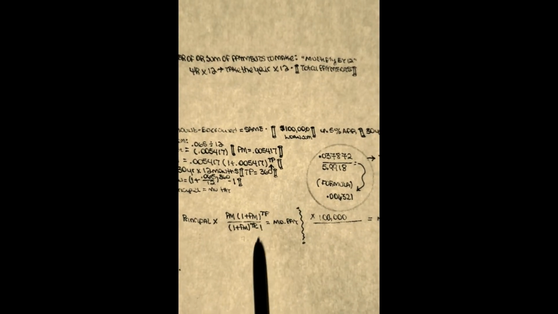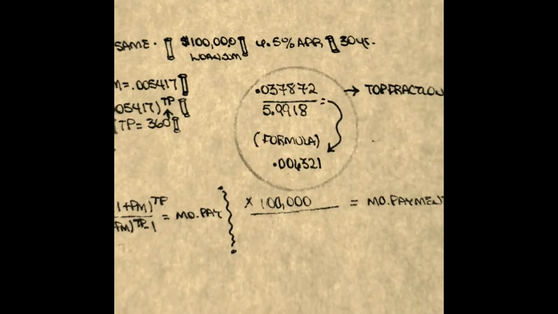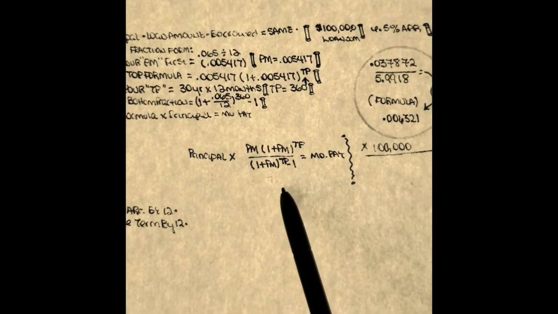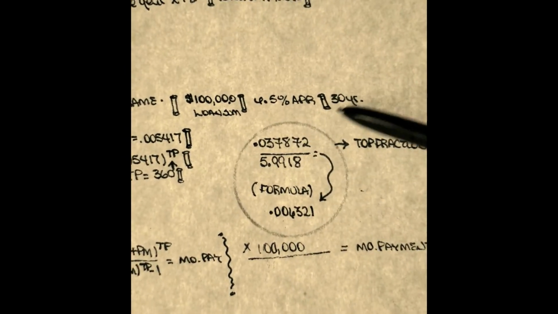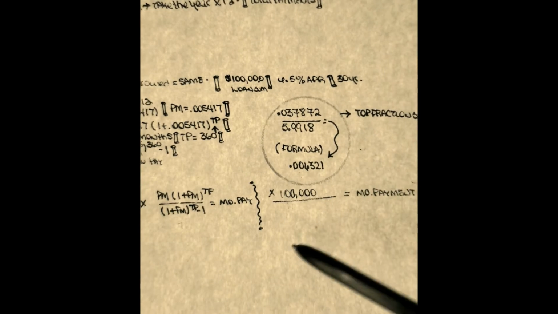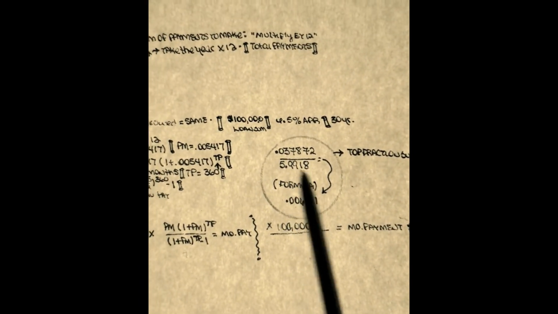Bottom half, we did the same thing. 1 plus the percentage monthly to the 360th power, because 360 payments, minus 1 equals 5.9918. Now, like I said, you have to do this formula here first. So you divide these two, and it's going to give you this sum, which is 0.006321. You multiply that by your $100,000 principal, because you got a $100,000 loan.